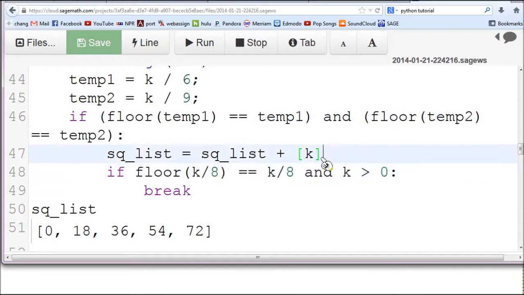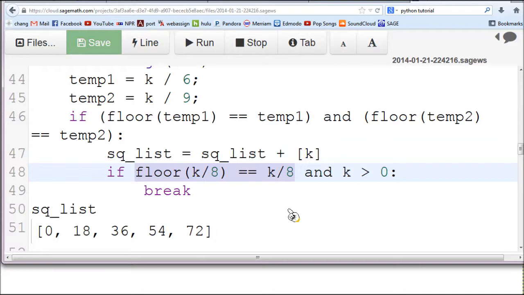So up to here, we're storing this number into this list we're collecting. And then we're checking whether that number we have here is divisible by 8 or not. So that's exactly the same type of condition we're putting up there. So if you look at this number 8 and 8 there, that's exactly determining whether the k is divisible by 8 or not. And this one we start with k equals 0, so I had to exclude that trivial case, so I put it in there.